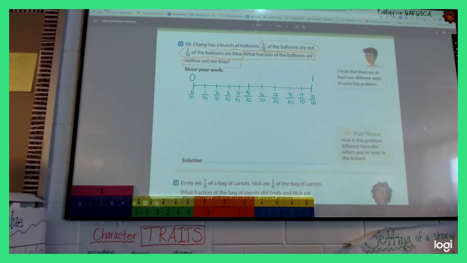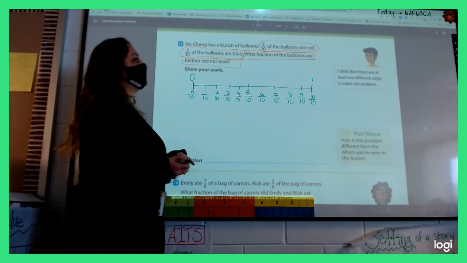Okay, so I have 10 balloons. 3/10, or 3 of my 10 balloons, are red. 2/10 of my balloons are blue. And the rest of them is what I want to figure out. I don't know what color they are, but we know they're neither red nor blue. All right, so first let's just show our red balloons on the number line.